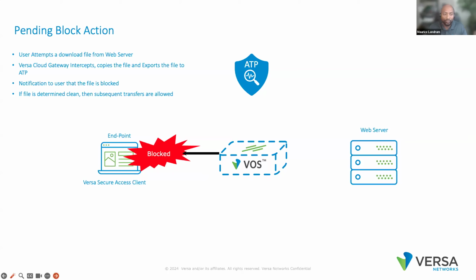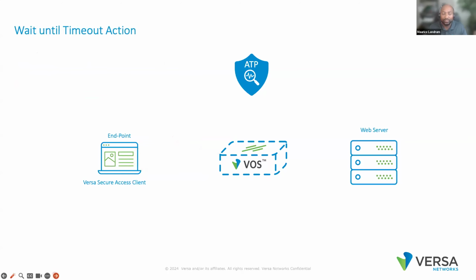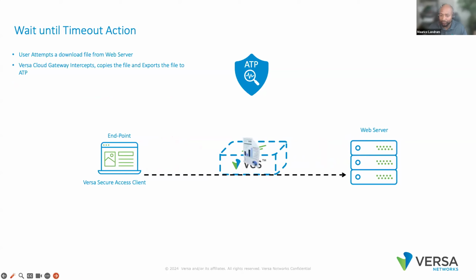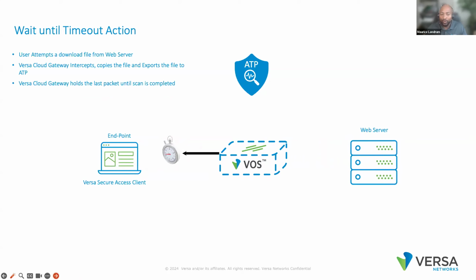So let me just give you a quick pictorial of the wait until timeout. From the wait until timeout, the user attempts to download a file. From there, the web server, of course, sends that file back to VOS. We take that same copy, we export it to ATP, and we hold that packet until we determine what that file is. Is it malicious? Is it clean? And we wait that time.